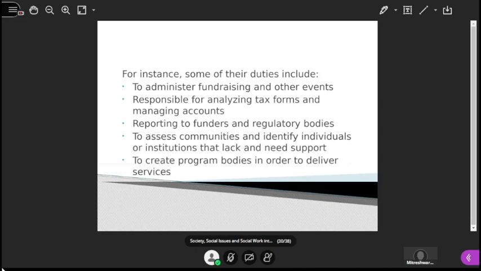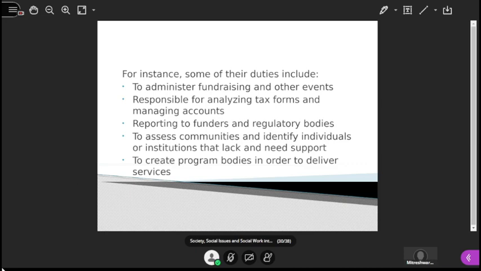For instance, some of their duties include to administer fundraising and other events. Alors, c'est là pour guetter comment nous pouvons raise funds, responsible for analyzing tax forms and managing accounts. Ça, c'est un rôle administratif. Reporting to funders and regulatory bodies. Alors, vous avez XYZ qui finit sponsor ou bien qui finit provide funds. Alors, nous devons être capables de report to funders comment l'argent a été dépensé, l'accountability, etc.